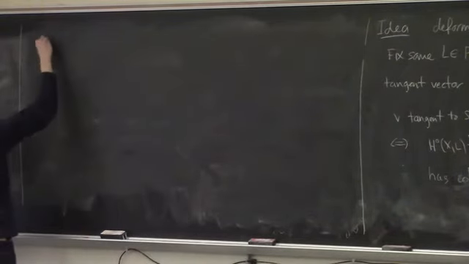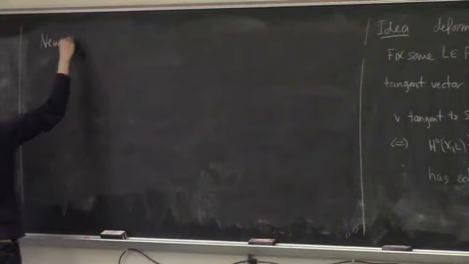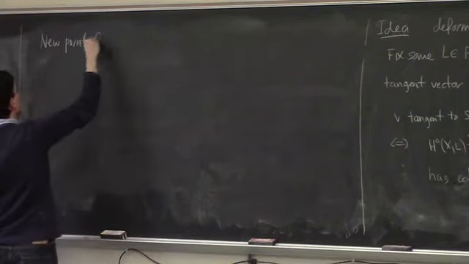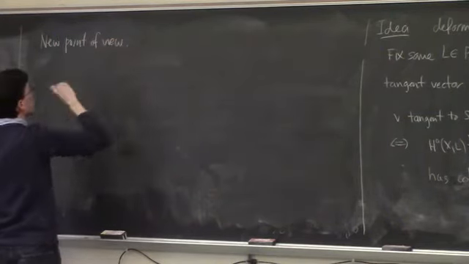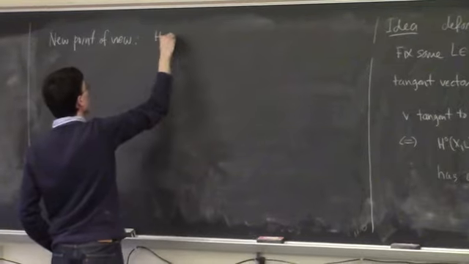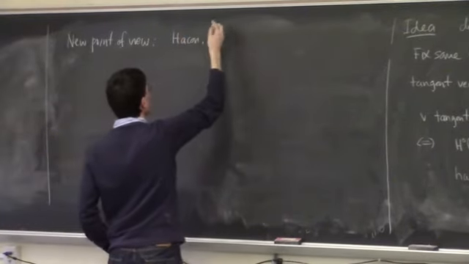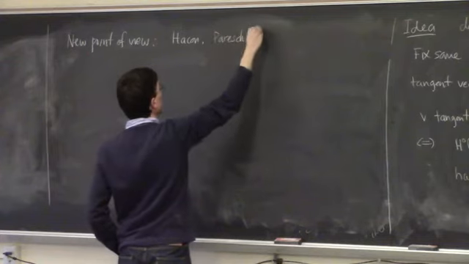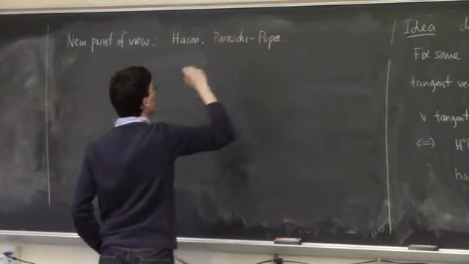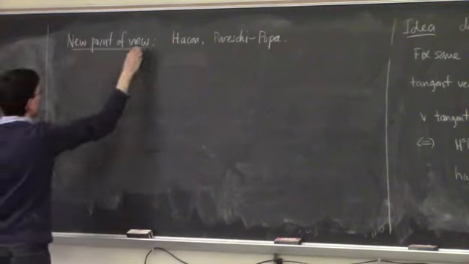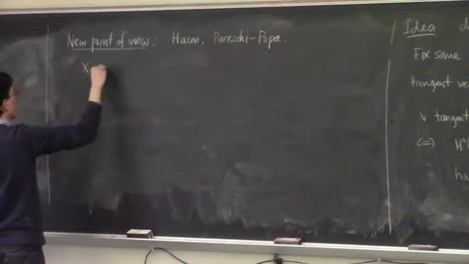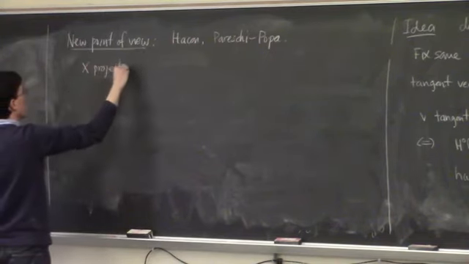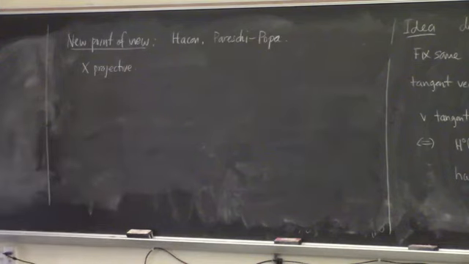Let me first explain that there was one new point of view on these theorems, which is due to Christopher Hacon, and then also Pareschi and Popa. But this is now all in the projective case, so I will assume from now on that X is projective. And then, time permitting, I will try to come back at the end to the compact Kähler case, to what we can say about that.